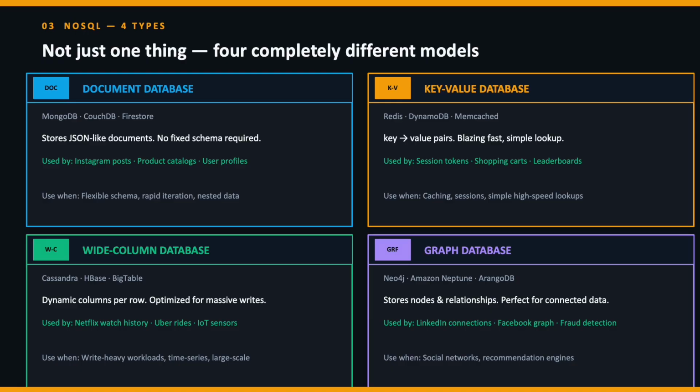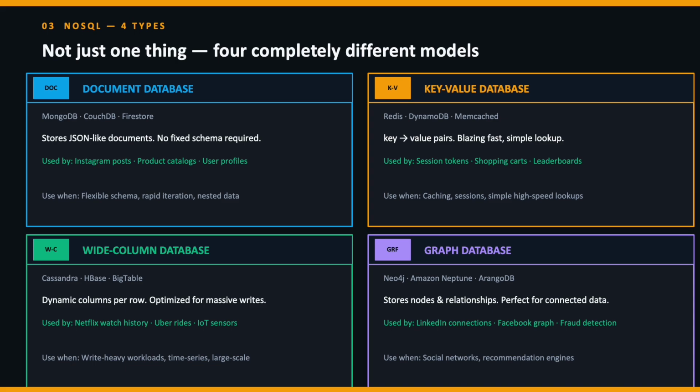Now NoSQL. And I want to stop you right there if you think NoSQL is just one thing. It is not. NoSQL is a family of four completely different database types. Each one was invented to solve a specific problem that SQL struggles with. Let us go through all four.